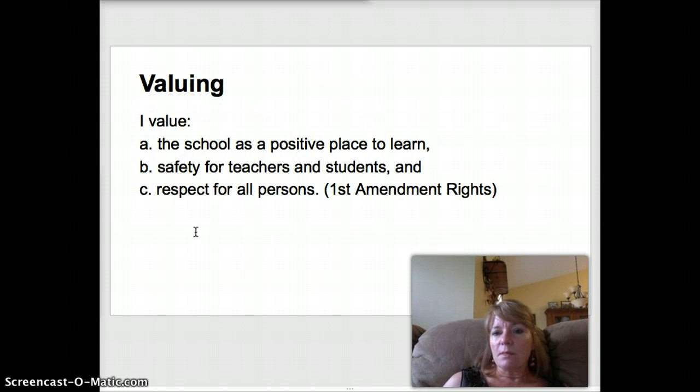I value the school as a positive place to learn. I value safety for my teachers and students, and I value respect for all persons, definitely keeping the First Amendment rights in mind.